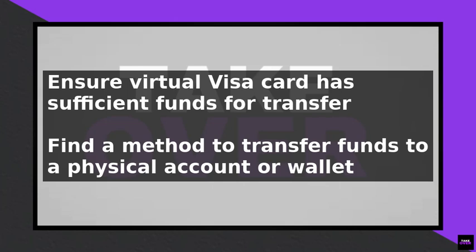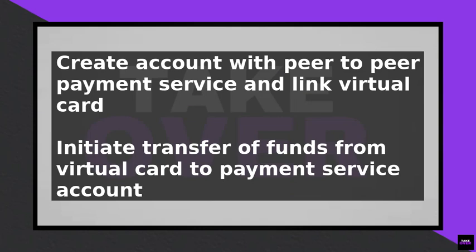One method is to use a peer-to-peer payment service such as PayPal or Cash App. Create an account with the service if you do not already have one. Then link your virtual Visa card to the account. Once the card is linked, you can initiate a transfer of funds from the virtual card to the payment service account. Another method is to use a bank account.